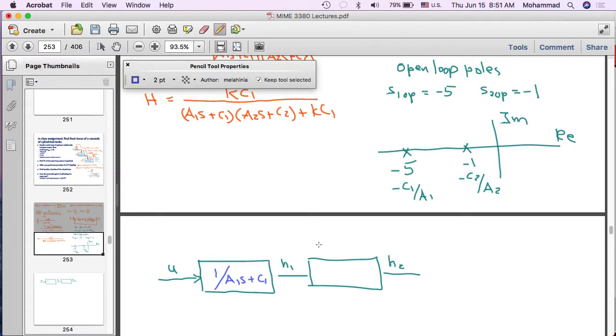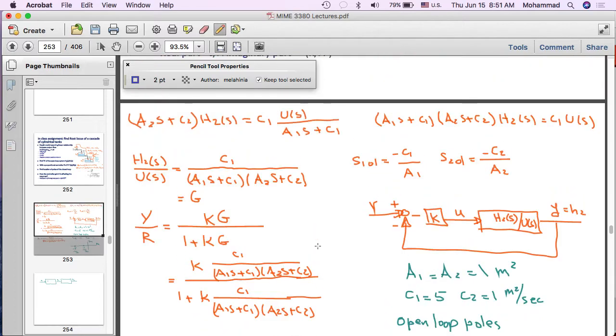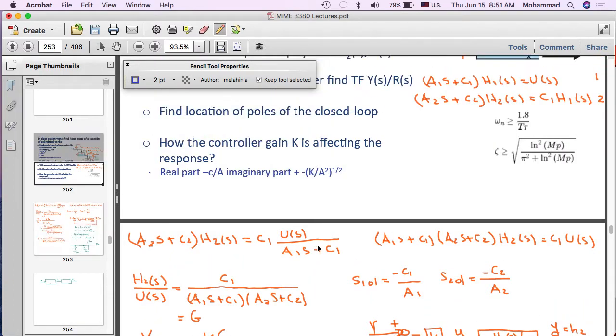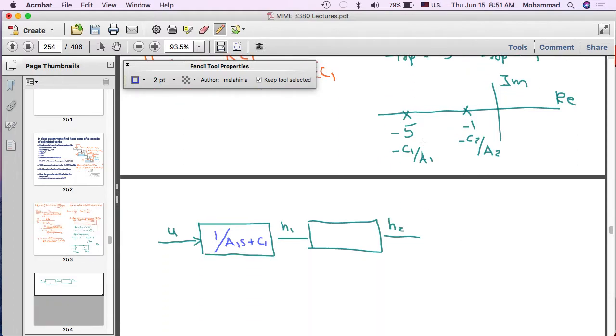And what goes in the second block is the transfer function between H1 as input and H2 as output. If you look at the second equation here, you can see that H2 as output, H1 as input, requires a transfer function that has C1 in the numerator, and in the denominator we have A2S plus C2. So it's C1 over A2S plus C2. Please go ahead and create this in Simulink and give it a unit step input. Unit step input means U of t is 1.